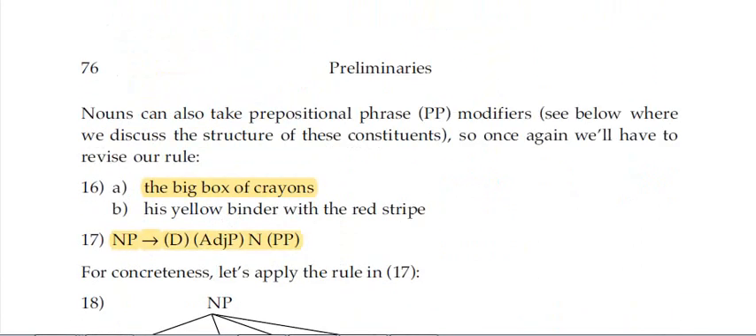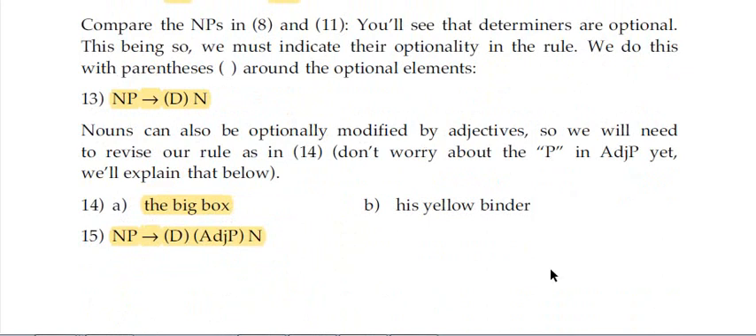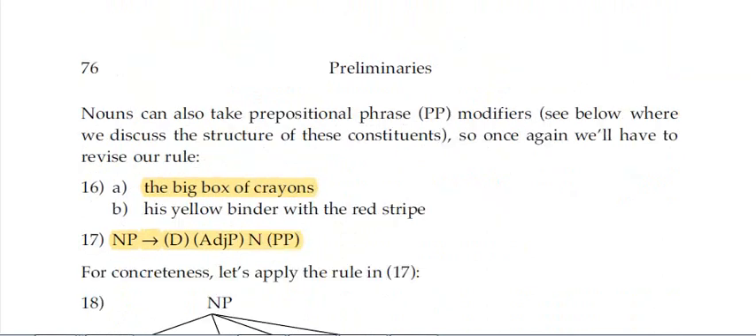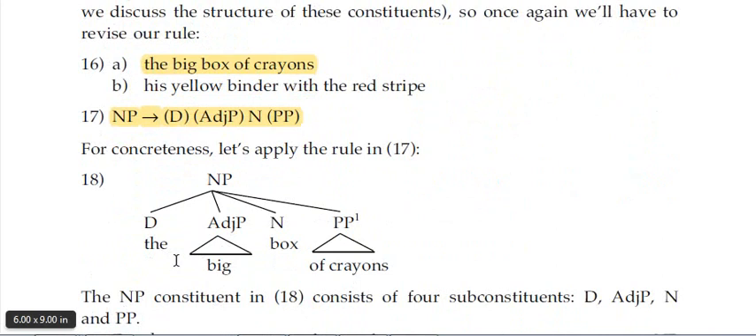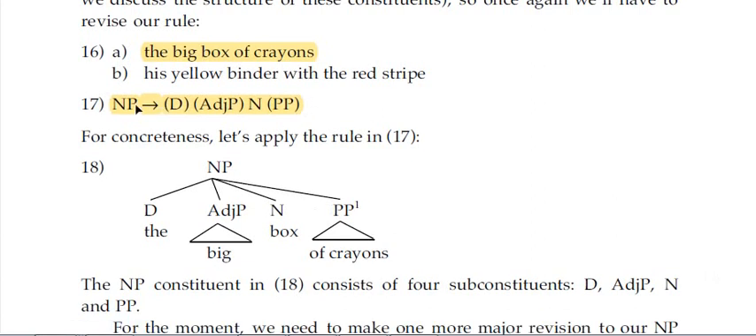Oh, so the tree is not only the big box, but also added with preposition. Okay, just like this one. The big box of crayons. So it is also added with preposition. And the rules become noun phrase consists of determiner, adjective phrase, noun, and prepositional phrase. So only noun is a must, others are optional.